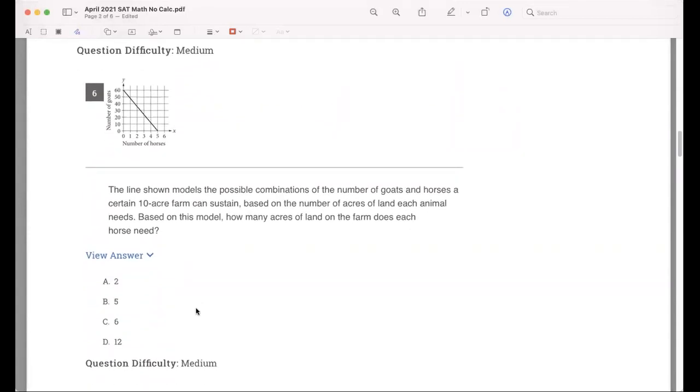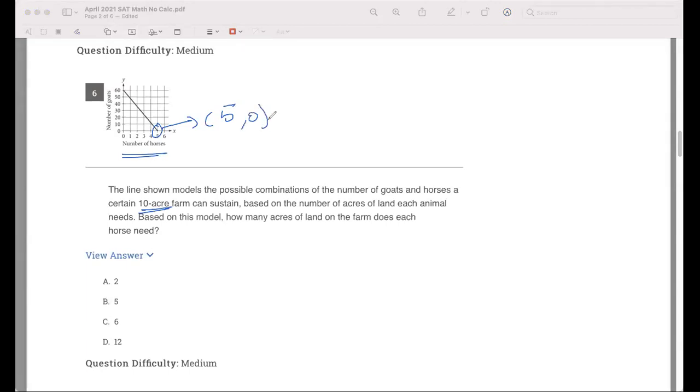The line shown models the possible combinations of the number of goats and the number of horses a certain 10-acre farm can sustain based on the number of acres of land each animal needs. Based on this model, how many acres of land on the farm does each horse need? So there is a 10-acre farm, right? So let's say I use only horses, and I don't use any goats. That means I'm looking at 5, 0.